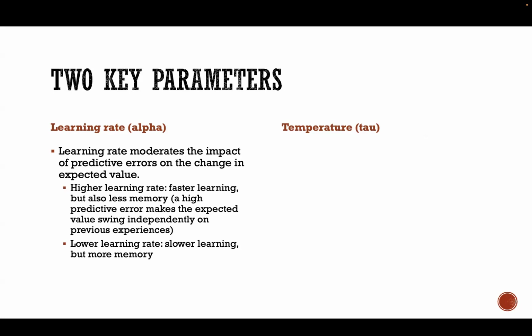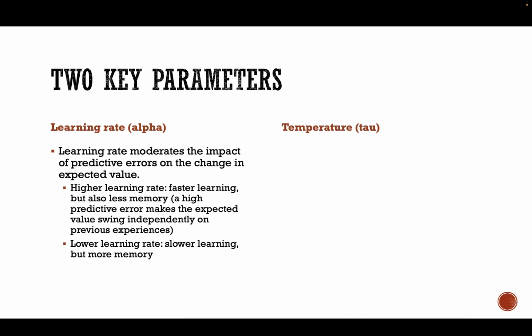So if we have a high learning rate, predictive errors strongly update our expectations. It means we learn faster. It also means that the past doesn't matter as much. It's always a trade-off, right? How much weight are you putting on the past? How much weight are you putting on the current trial? The higher the learning rate, the higher the weight on the current trial, the lower on the past, and vice versa.